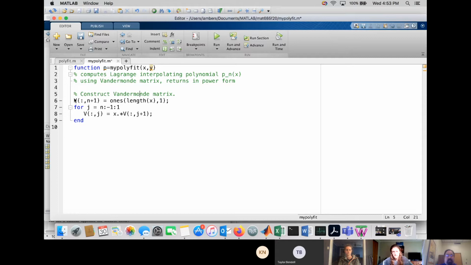So I create a Vandermonde matrix that has the last column, column n plus 1, equal to ones, as a column vector, same length as x. Then I fill in the columns from the second to last all the way to the first. Notice I'm going backwards in my for loop. So what do I do? Each column is the column to its right multiplied by x. So I'm taking increasing powers of x as I go from right to left. This fills in my Vandermonde matrix.